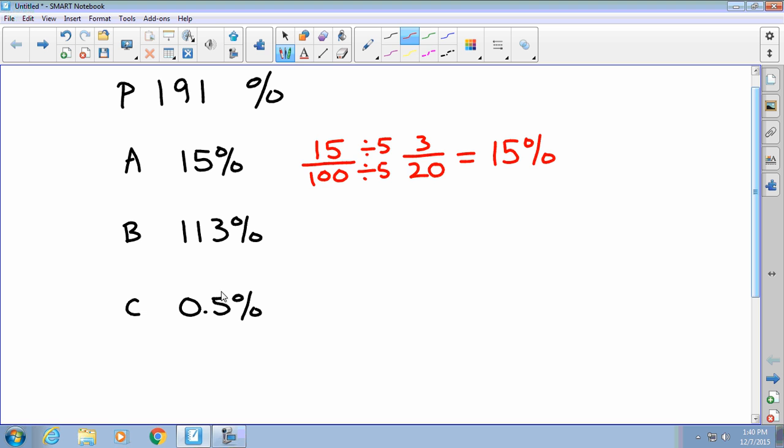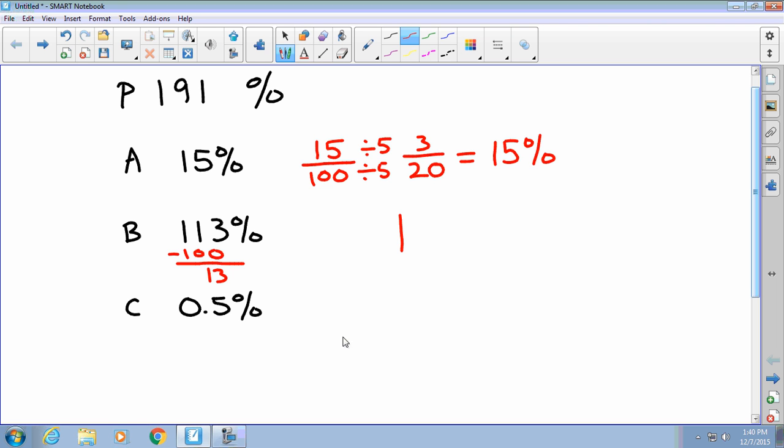It's 113%. And essentially what we want to do is take out 100% from 113. When we take that out, we get the whole number 1. So that's when we take out that 100. We take out 100 from 113. Now we're still left with 13. So all we do is take that 13 and write it over 100. So 113% would be the same as the mixed number 1 and 13 over 100. That's the same as 113%.